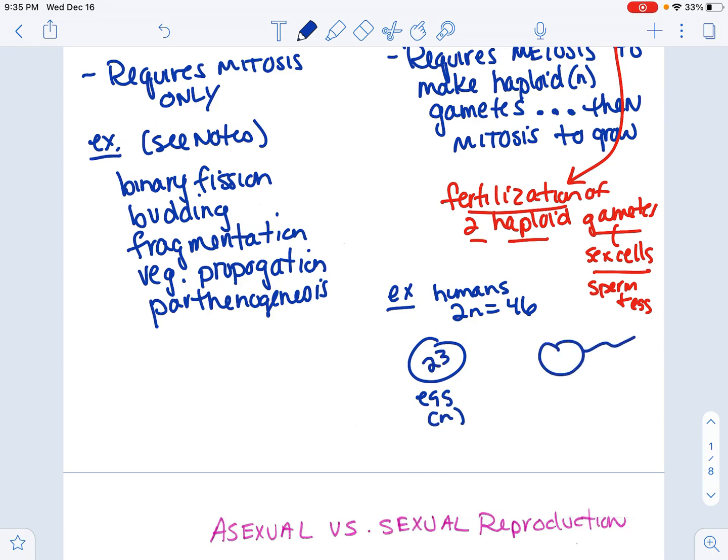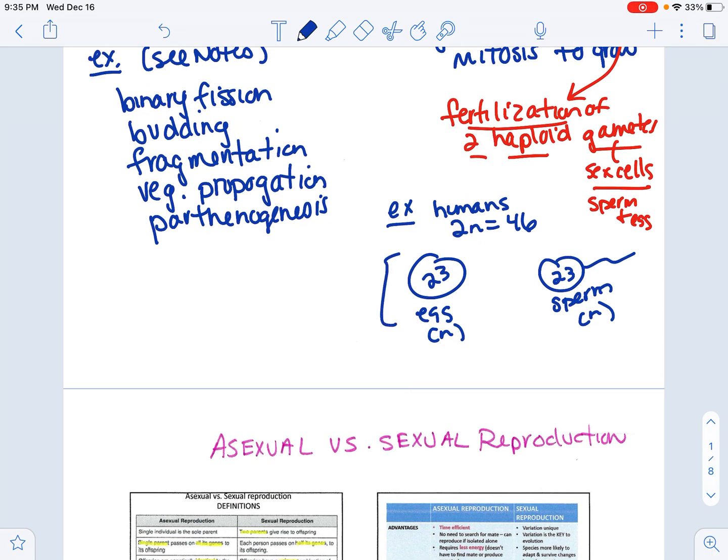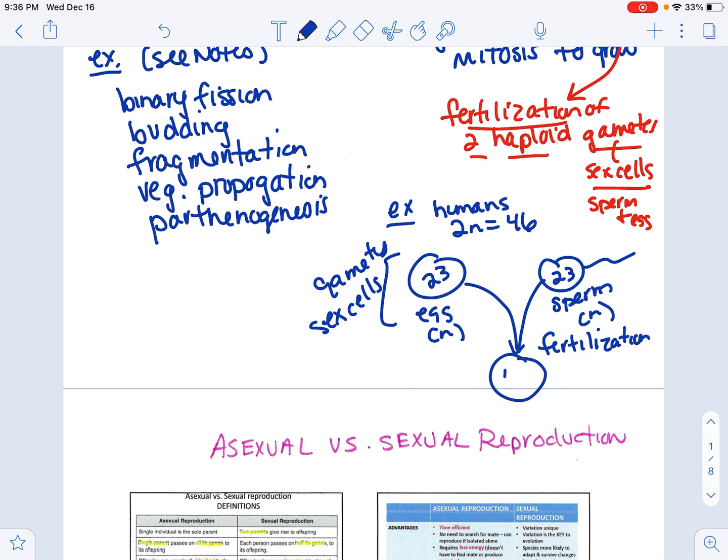We have a sperm that's haploid that has 23. So this little n means haploid, means it has half. So those are my haploid, those are my gametes or my sex cells. They kind of mean the same thing. And they obviously have to come together and fertilize. We have a fertilization event. And then we get this diploid, 2n, zygote. So that's the first cell after sperm fertilizes egg.